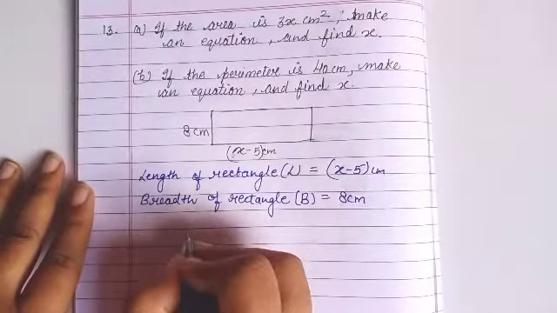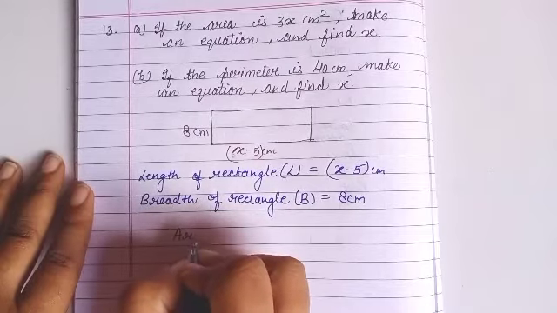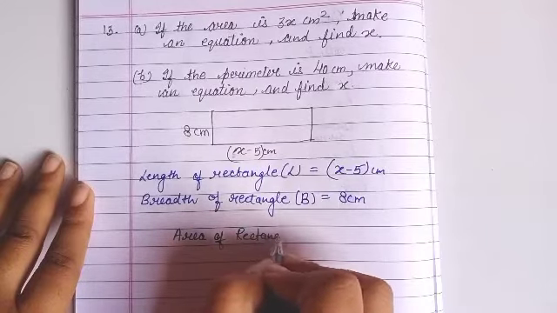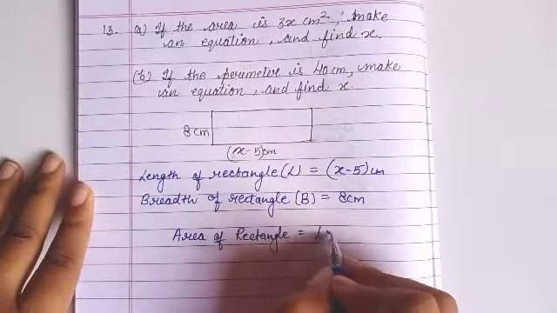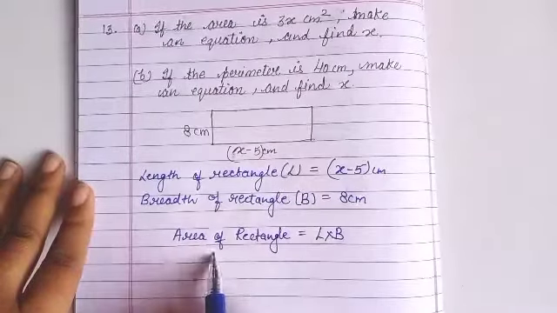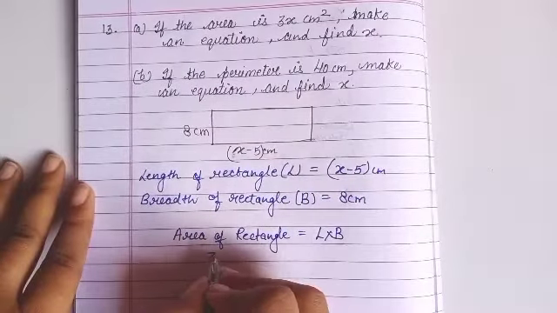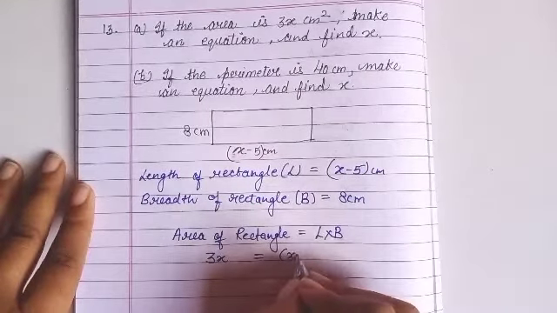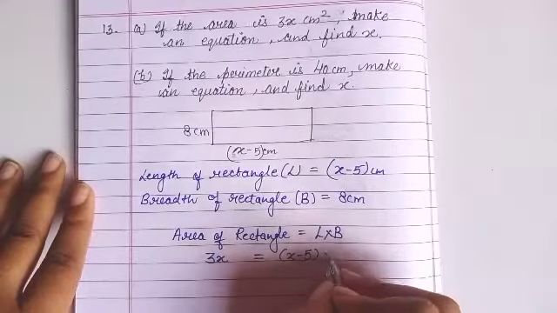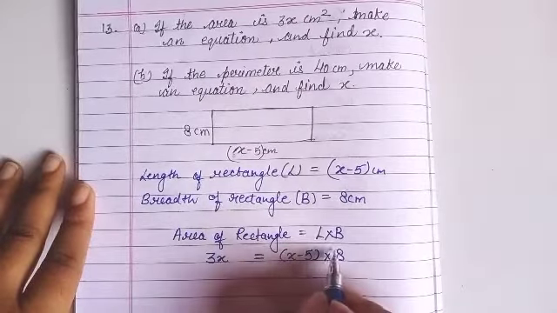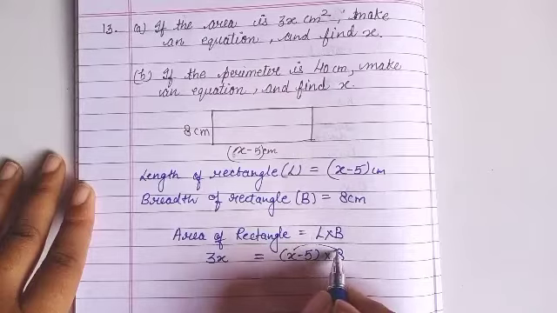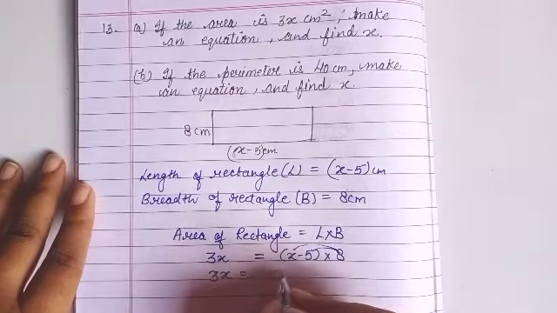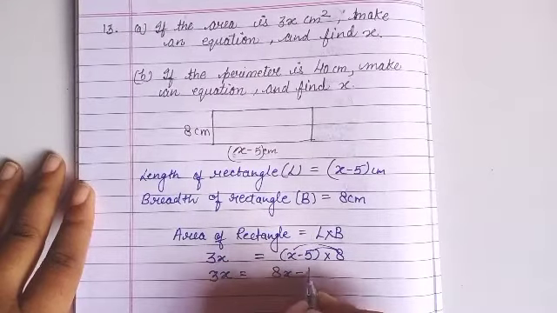We know the formula of area. Area of rectangle is equals to length into breadth, right? Area they have given 3x centimeter square. You can just write 3x is equals to length is x minus 5 and breadth is 8, right? Now this is distributive property, multiply this by x and by 5. 3x is equals to 8x minus 8 5s are 40.